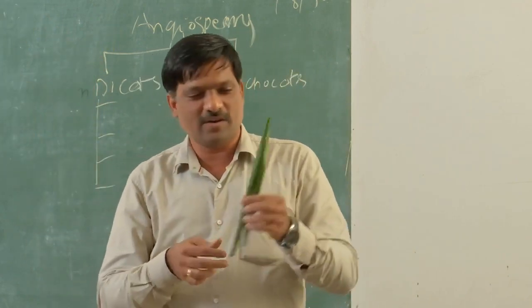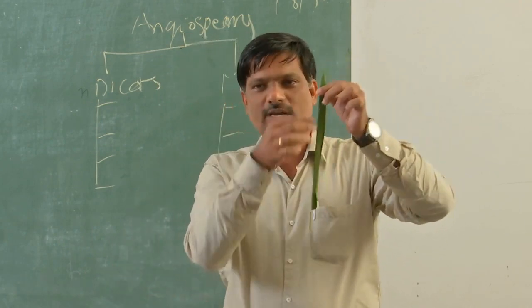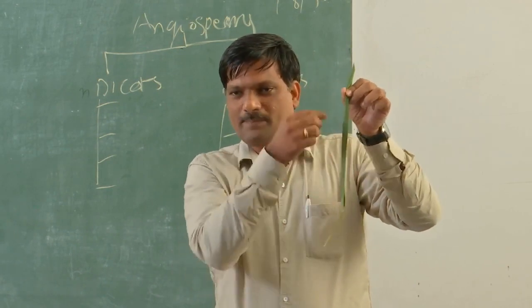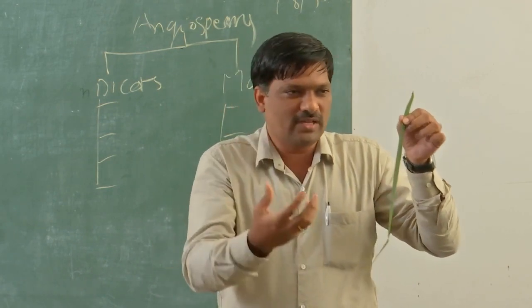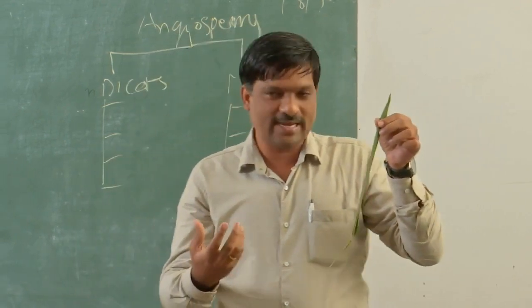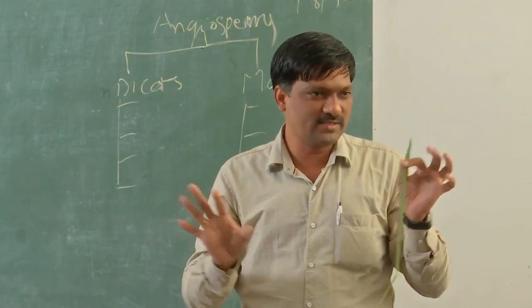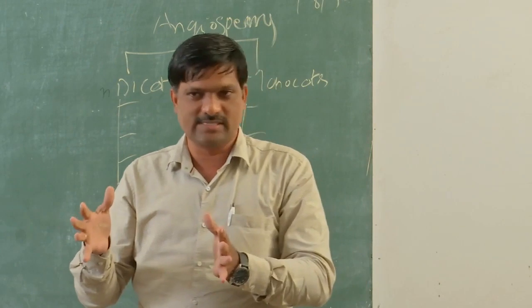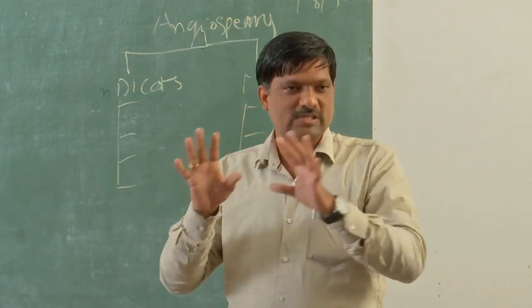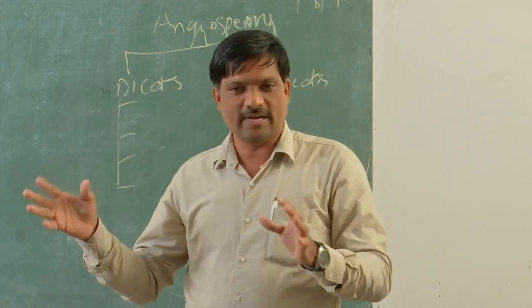Then look at this one. There is no reticulate venation here, only parallel venation, meaning all the veins are arranged parallel. You might have observed this in wheat leaves, maize leaves, rice leaves, even grass leaves. All those are monocots. These are some important characters. Among other characters, for flowers, if the parts are in 4 or 5 whorls, that is a dicot character; 3 parts is a monocot character.